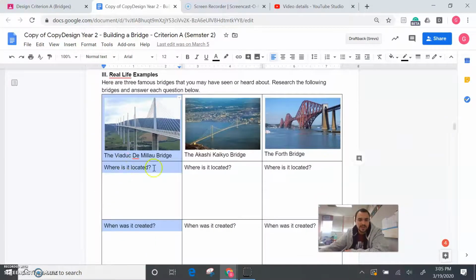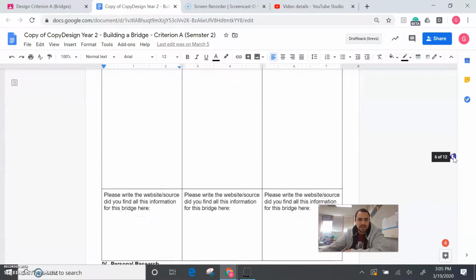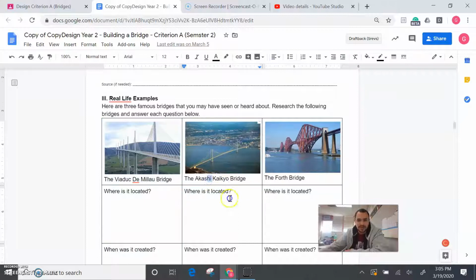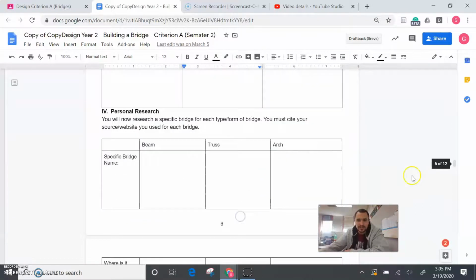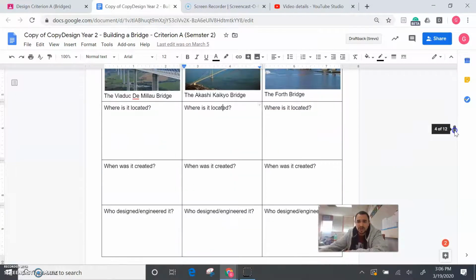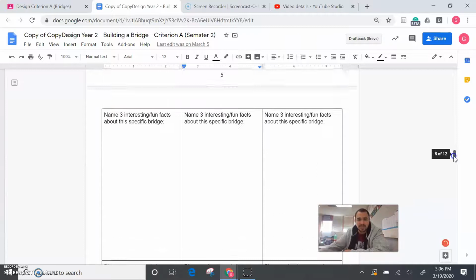So right here, where is this bridge located? Where was it created? Why was it built, et cetera, et cetera. That's all one column. Then it's this column right here. This is all about this bridge, and so on and so forth. So remember, look up on Wikipedia, look up on any source that you want where these bridges are, where they're located, and why were they created, and what type of bridge.